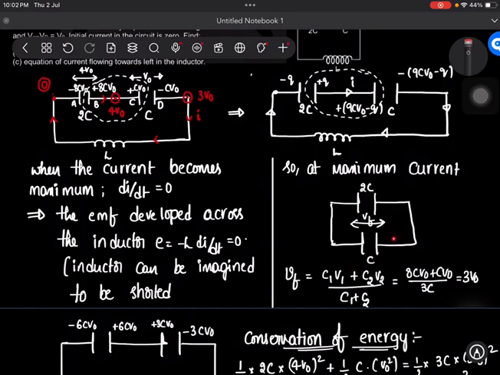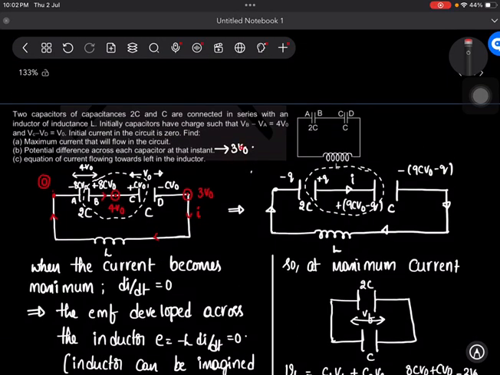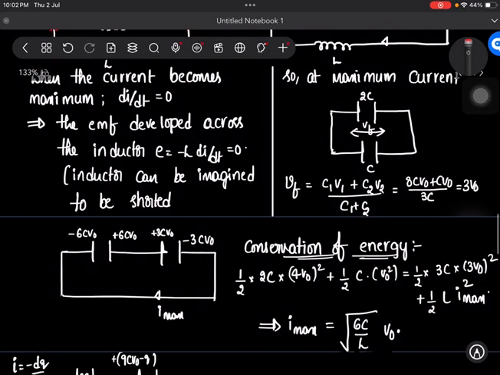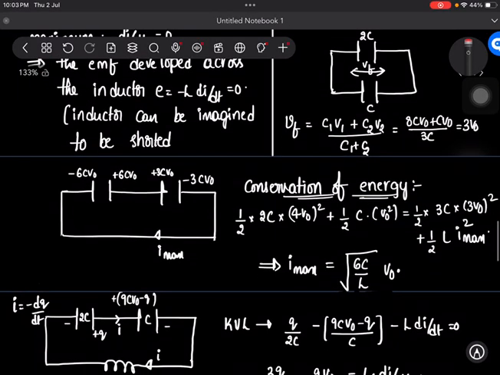This is very similar to two capacitors connected to each other in your capacitors chapter, where I am just calculating this V final, which is one of the questions, the potential difference across these two capacitors. Like plates are connected, so I can use the formula (C1V1 plus C2V2) divided by (C1 plus C2). Substituting all the initial conditions, you will get that common potential as 3V0, which is the answer for the middle question. Then we want that maximum current.